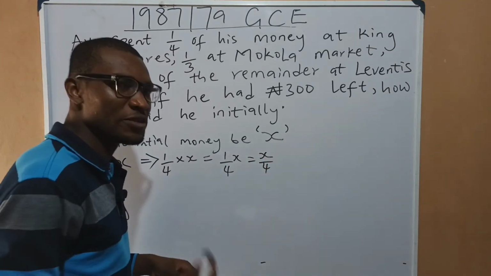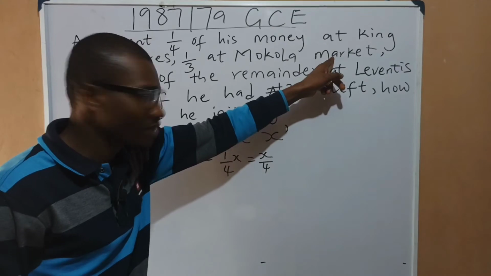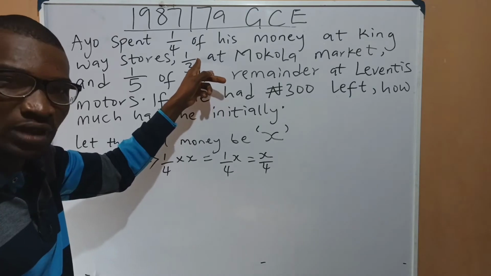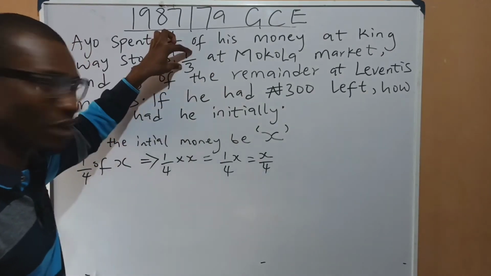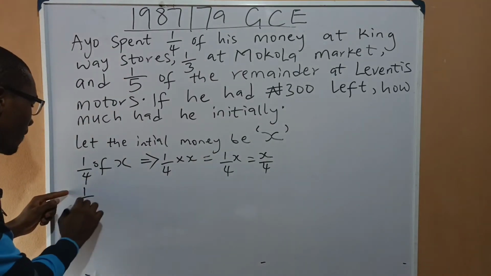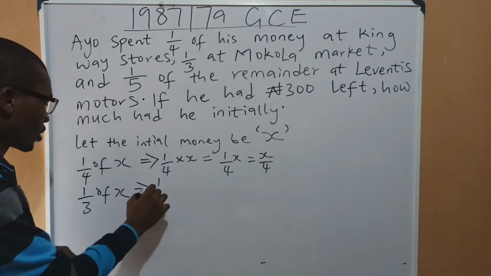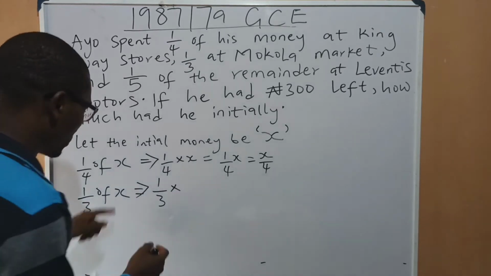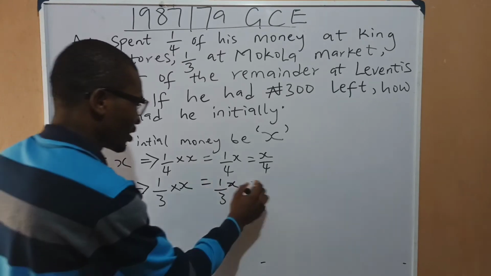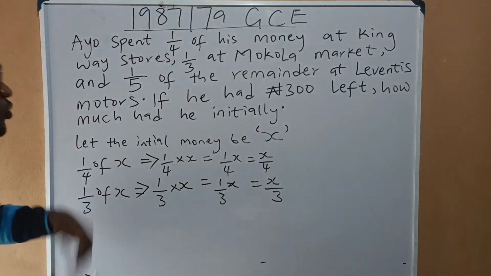Then reading further, he spent another 1/3 at Mokola Market. Remember, this comma and the continuation is telling us that the first amount and this second amount were spent at the same time. Hence, I will say 1/3 of this same initial money, which implies 1/3 multiplied by x, and that is x/3. That sounds very simple. All right, let's read further.